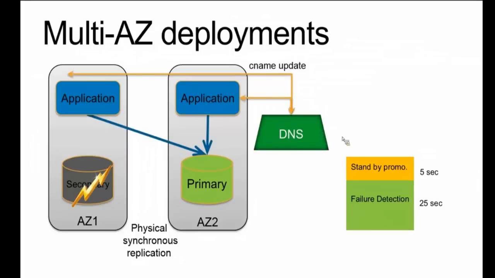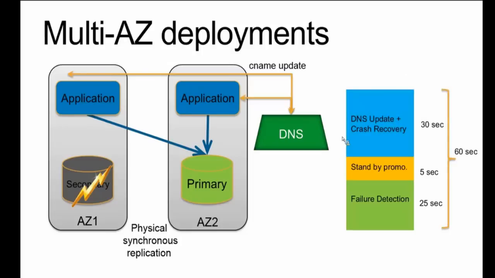change the CNAME. We'll take the CNAME that was being used by the endpoint for your database that was in AZ1 and repoint it to the one that's now become the primary in AZ2. And we do that using a CNAME update in DNS. It takes about 30 seconds for that CNAME to propagate for your applications to pick that up. So total failover time between detection and having your database back up and ready to go again, about 1 minute.